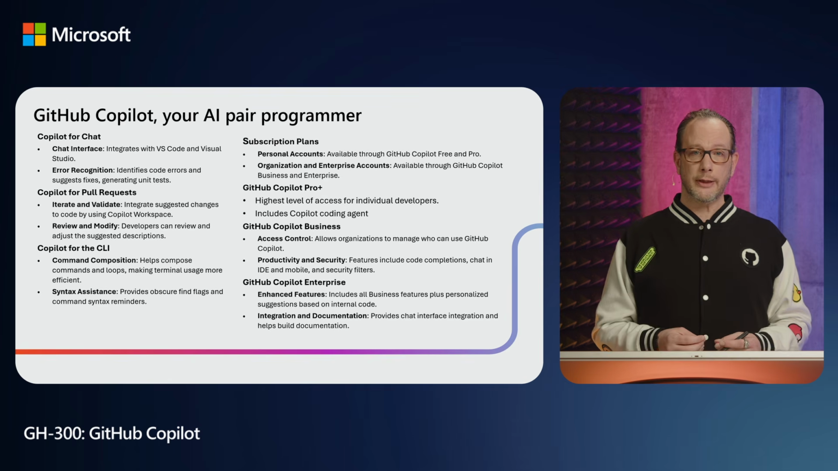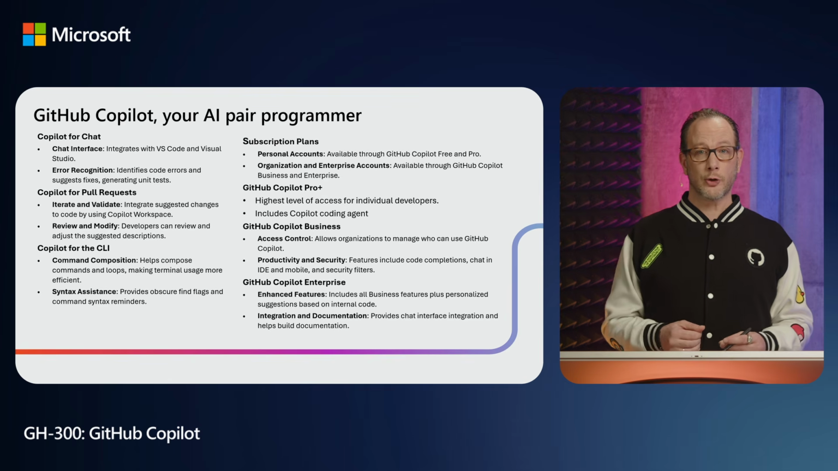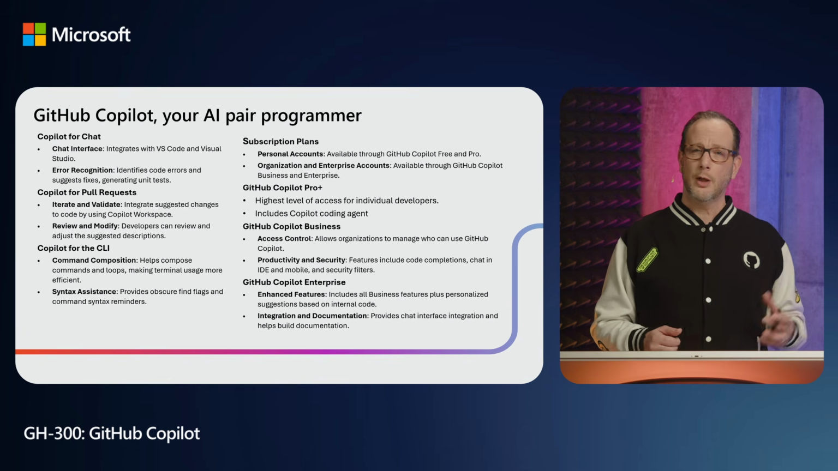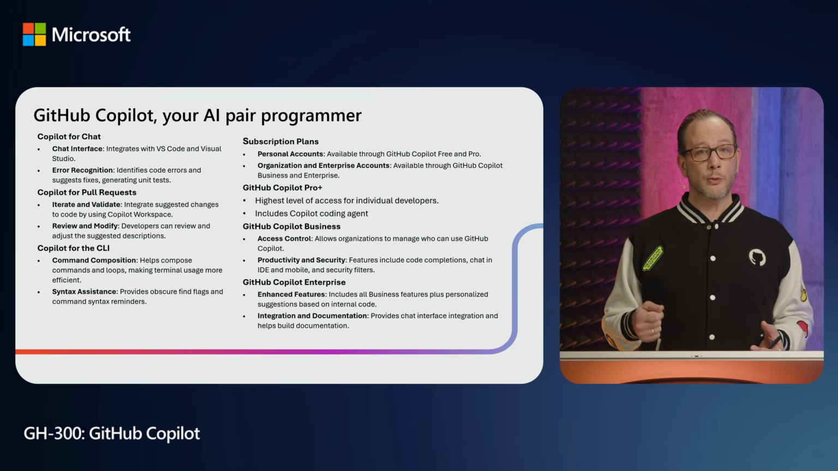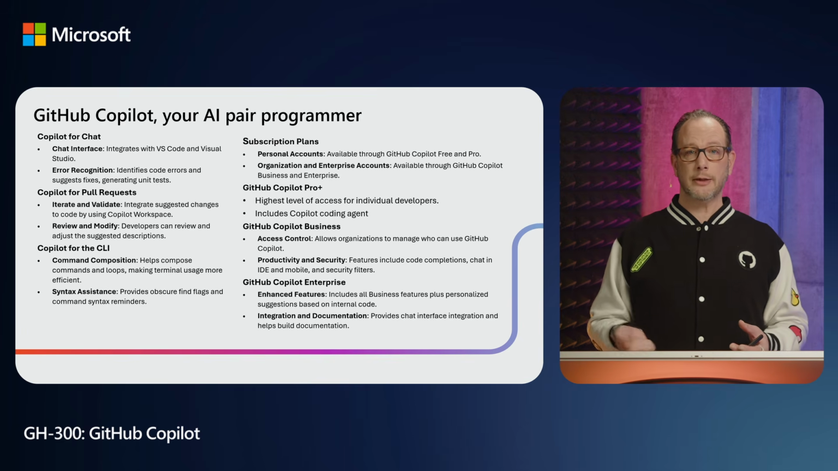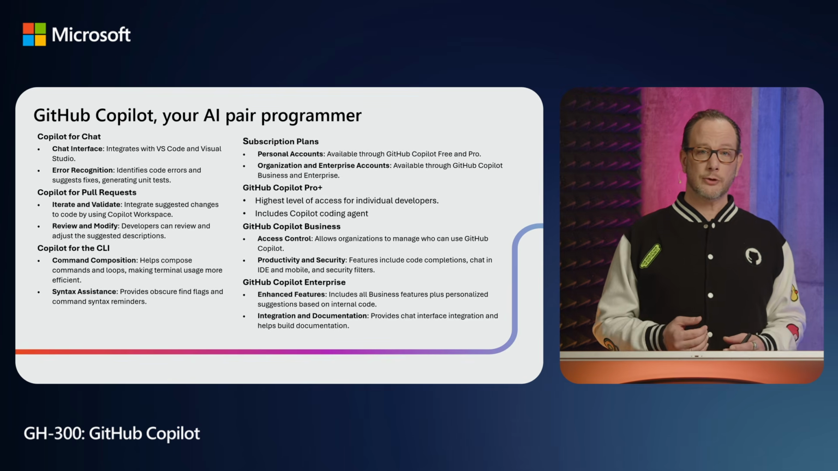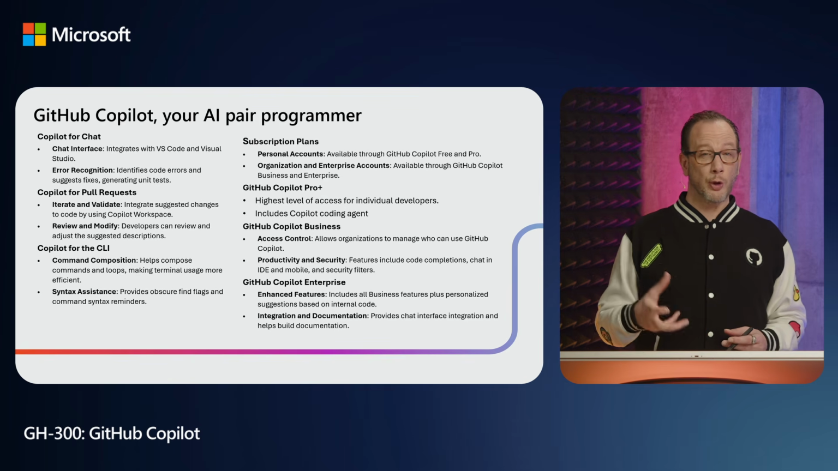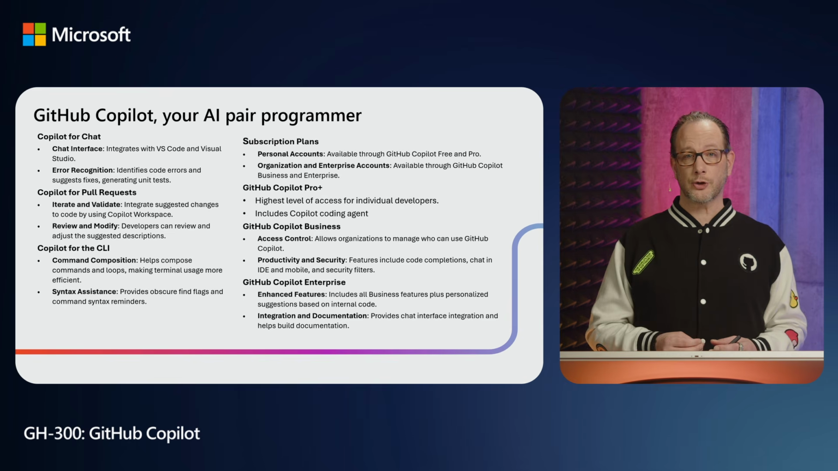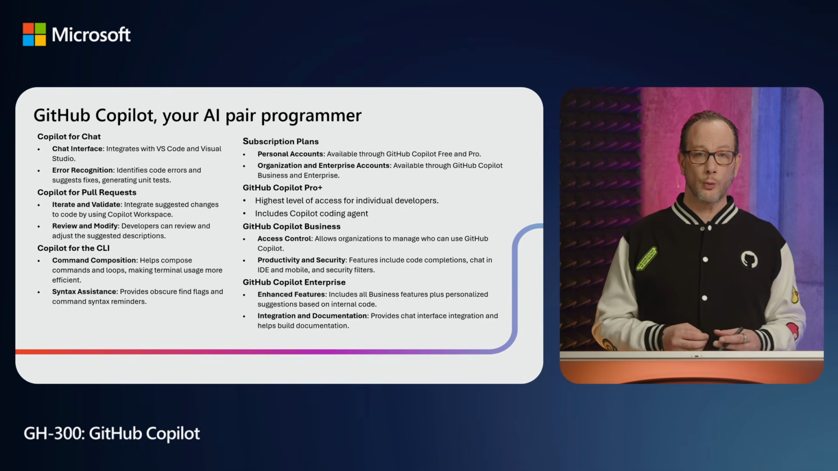Beyond individual productivity, Copilot also supports collaborative development. In pull requests, it helps generate summaries and suggestions that developers can review and refine. Different subscription levels tailor this experience, from personal use to enterprise-grade access controls and internal code awareness. The result is faster development, with fewer interruptions, while still keeping developers firmly in control of the final output.